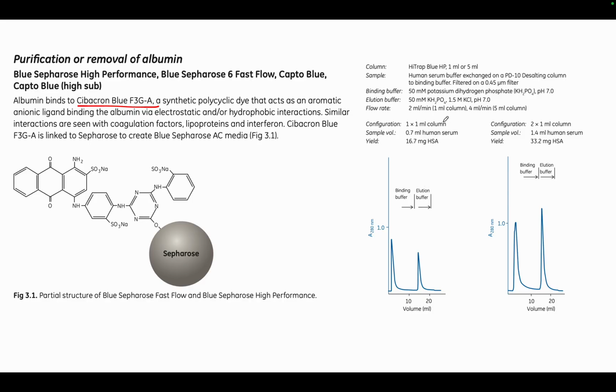And you can see as the amount of matrix increases, or rather the binding capacity of the column increases, we are able to purify a larger and larger amount of human serum albumin. As soon as we change the elution buffer, we get this peak which corresponds to albumin.